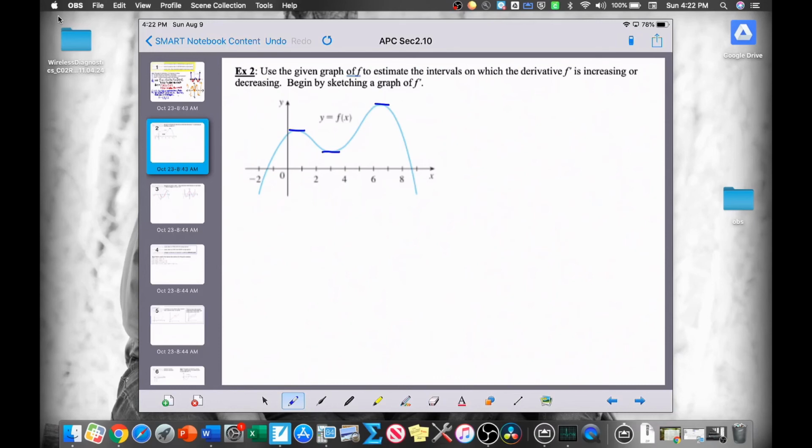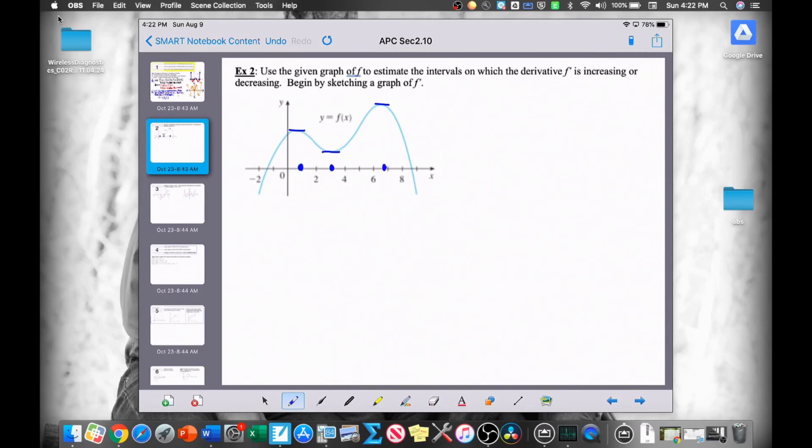So we know that on our derivative, these are going to be locations where our derivative is going to cross the x-axis. I'm just trying to line those up the best I can with the turning points there. This isn't an exact science, it's approximate.